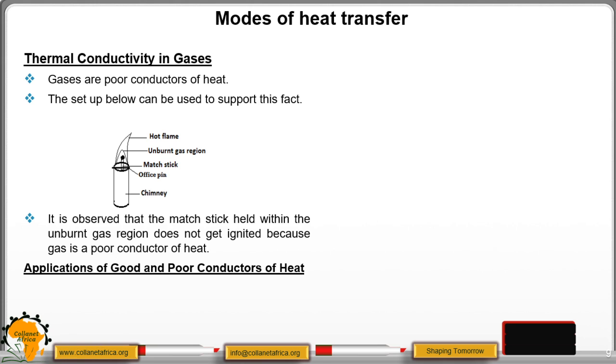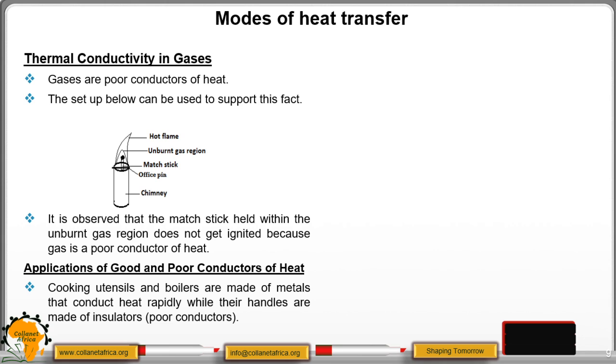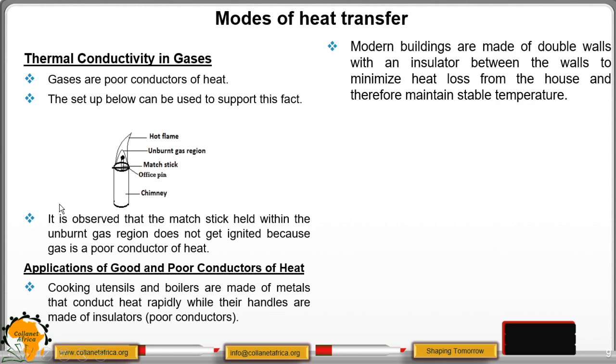Then we move to applications of good and poor conductors of heat. One, we have that cooking utensils and boilers are made of metals that are good conductors of heat, while their handles are made of insulators. You find that most handles are made of wood or plastics. Then in modern buildings, you find that we have double walls. Then in between those walls, we have insulators. This ensures that there is minimum heat loss to the atmosphere from the house. Therefore, we are able to maintain a stable temperature inside the house.